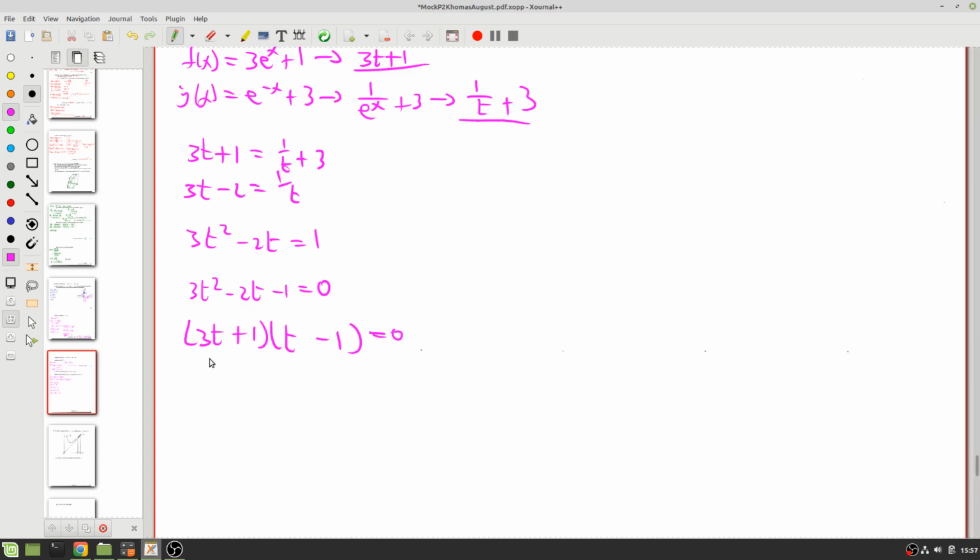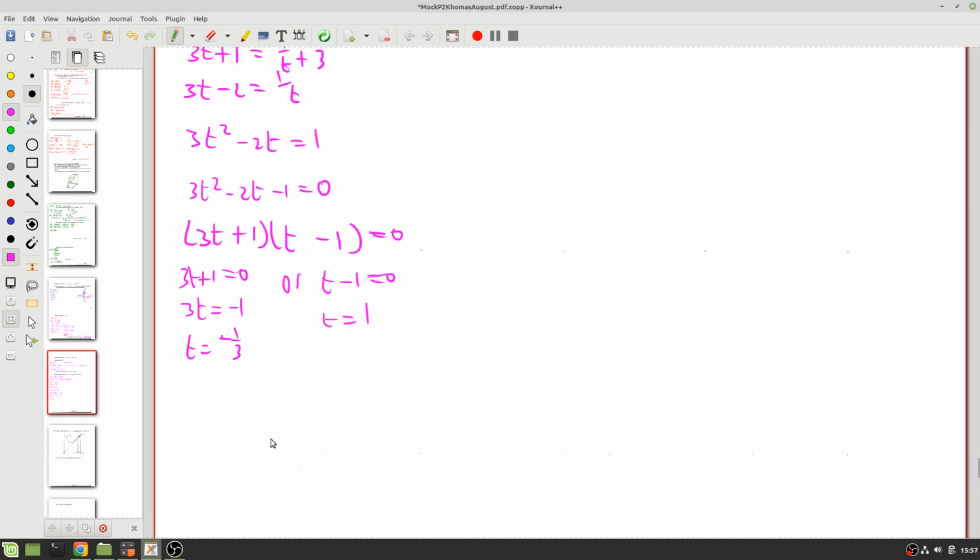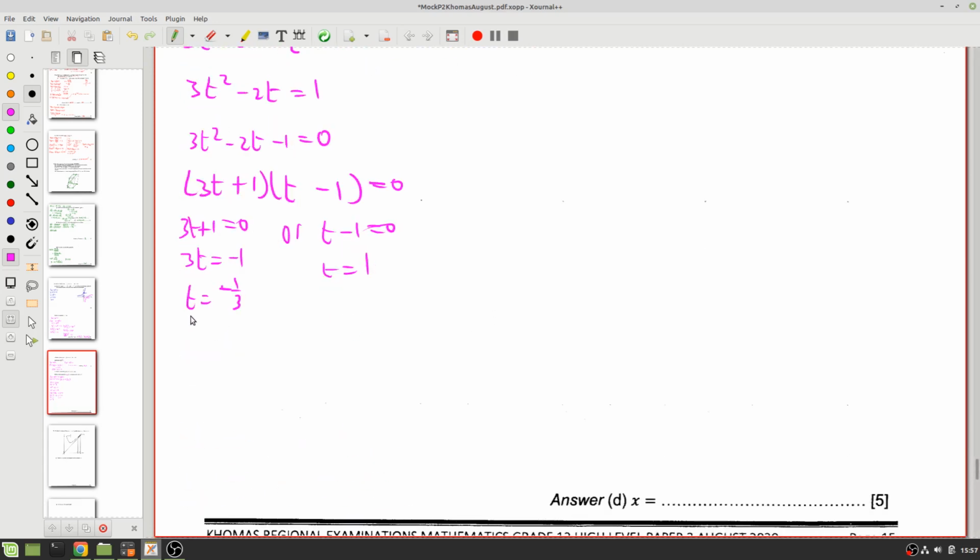So then either this equals 0 or this equals 0. So 3t plus 1 equals 0. That gives us 3t equals negative 1, which gives us t equals negative a third. Or t minus 1 equals 0, which gives us t equals 1. Alright, but we're solving for x, not for t, so we have to resubstitute or reverse substitute. So t we know is e to the power x. So e to the power x equals negative a third, or e to the power x equals 1.